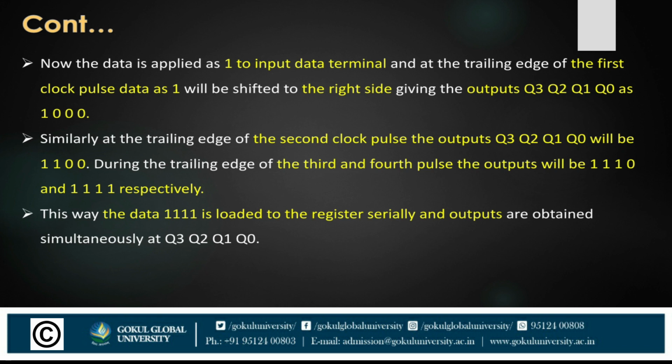Similarly, at the trailing edge of the second clock pulse the outputs Q3, Q2, Q1, Q0 will be 1 1 0 0. At the trailing edge of the third and fourth pulses the outputs will be 1 1 1 0 and 1 1 1 1 respectively. This way the data 1111 is loaded into the register serially and the outputs are obtained simultaneously at Q3, Q2, Q1 and Q0.